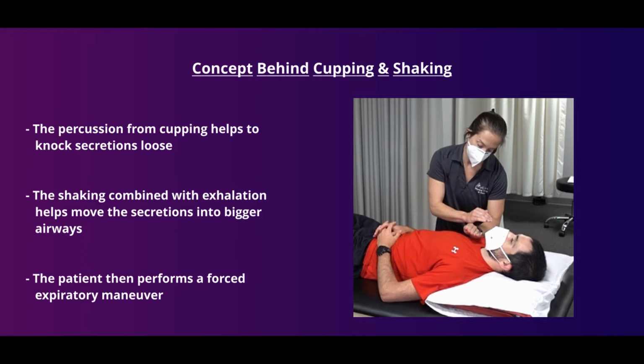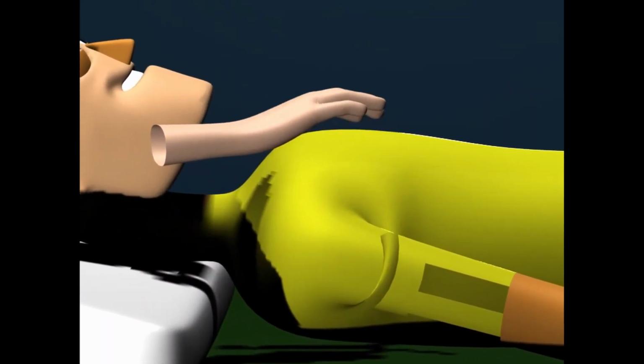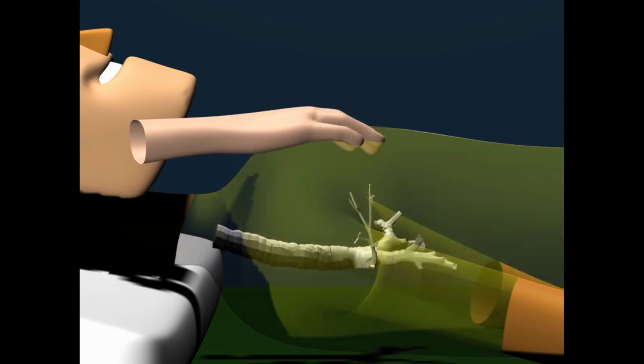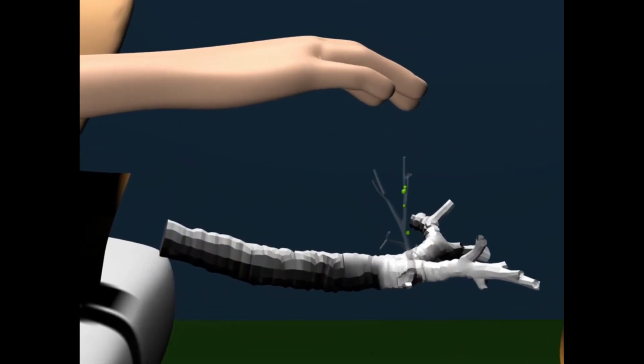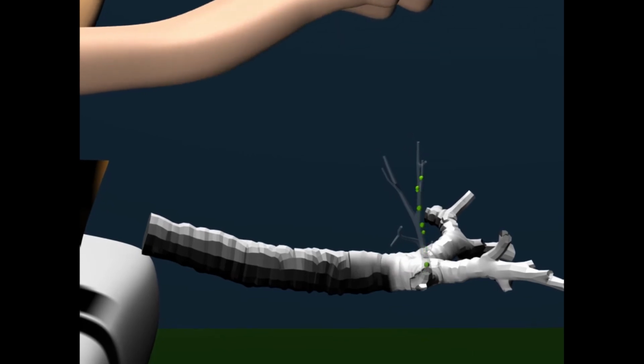Cupping and shaking are two techniques that help loosen secretions and move them into the larger airways. This is achieved by percussing and shaking in an area specific to the segment and the bronchus involved. Once a patient is placed in the postural drainage position, a cupping motion happens on the torso. The percussion on the torso helps break secretions loose from the alveoli and the smaller airways.